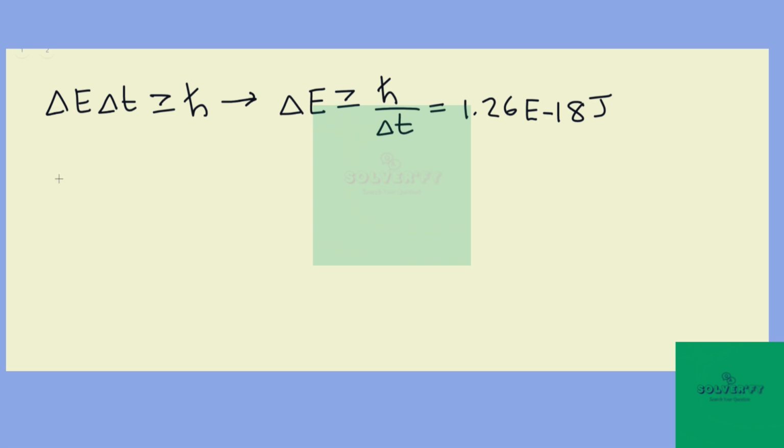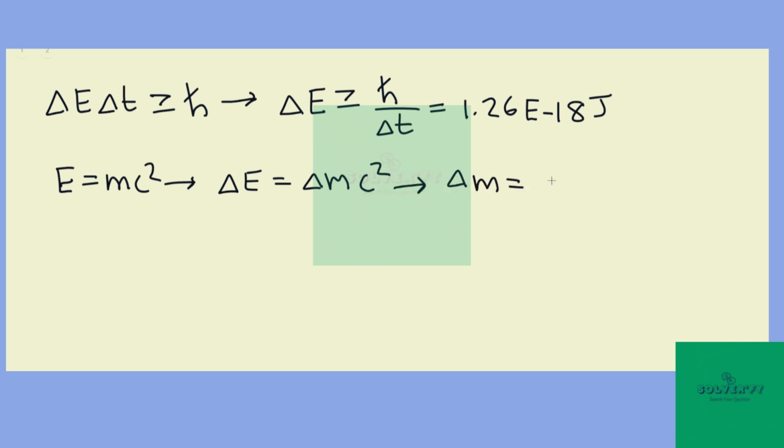So now we can translate this into a mass uncertainty using E equals mc squared. So if E equals mc squared, since c is a constant, delta E equals delta M c squared, and delta M is delta E over c squared. So once again, we can now plug in our delta E we just found and the speed of light, 3 times 10 to the 8 meters per second. We will end up with a delta M of about 1.4 times 10 to the negative 35 kilograms.